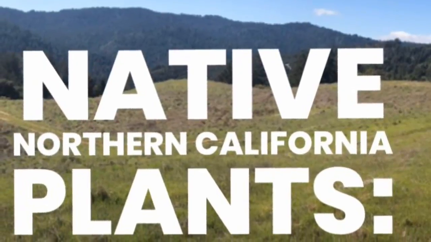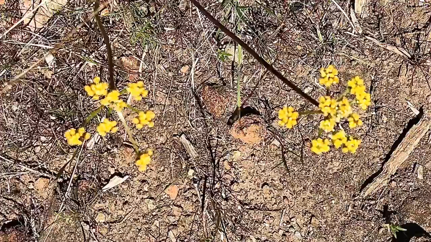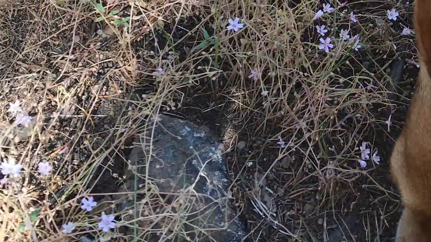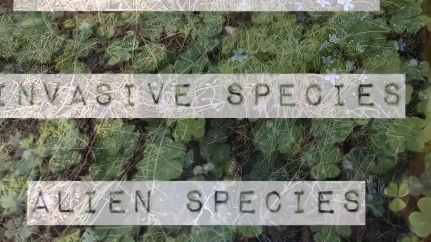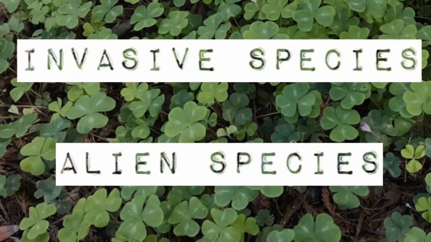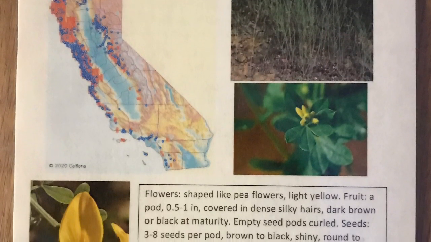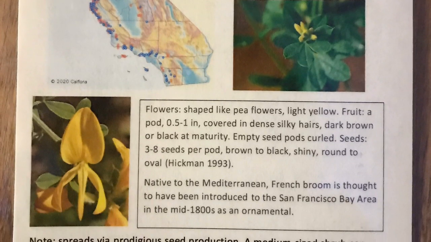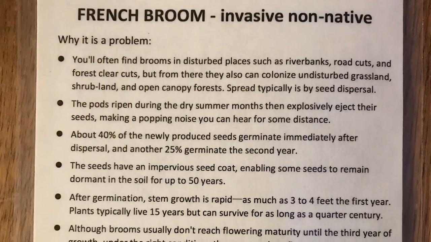All right, now that you have some background into native, invasive, and alien species, let me show you what we can do about it. Today I'm going to focus on an invasive alien species in Northern California called French broom. French broom came from, well, guess where? It was brought as an ornamental species to make gardens pretty, but it is well suited to grow in our soils and climate here and prodigiously spread seeds.